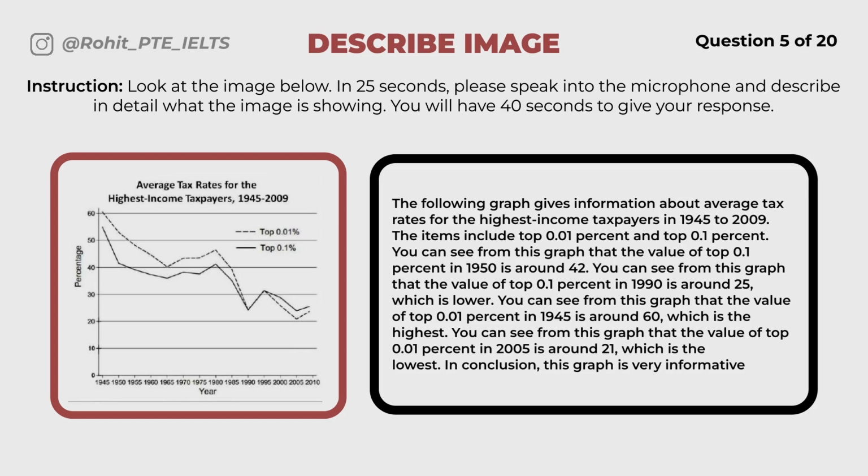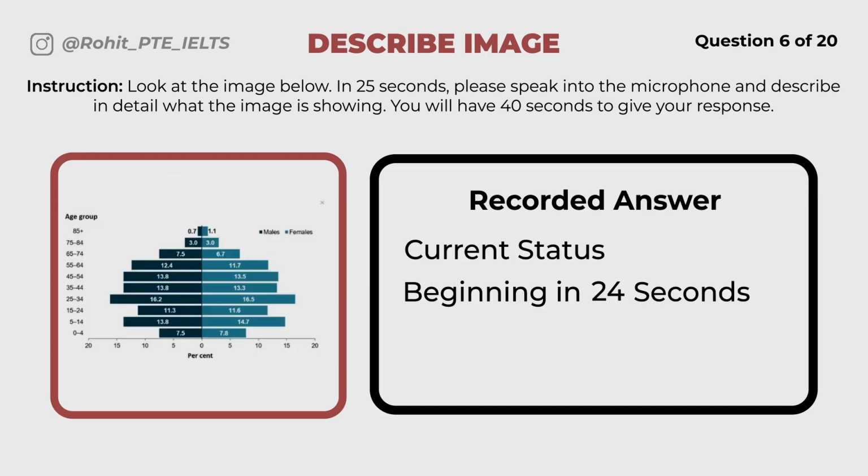You can see from this graph that the value of top 0.01% in 1945 is around 60, which is the highest. You can see from this graph that the value of top 0.01% in 2005 is around 21, which is the lowest. In conclusion, this graph is very informative.